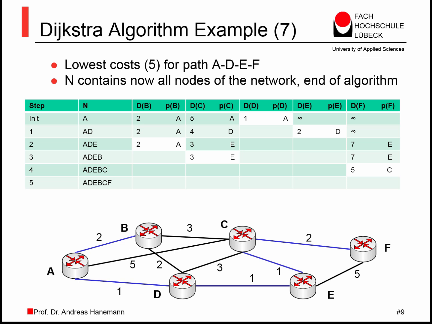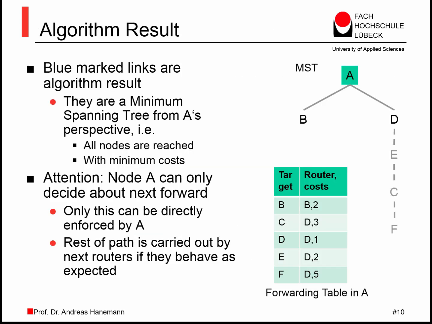Finally, F is selected and the N now contains all nodes of the network. This is the end of the algorithm. The important result of the algorithm are the edges which are marked in blue. They form the minimum spanning tree, which you can also see on the right-hand side.